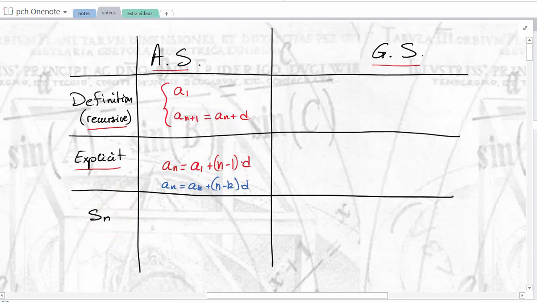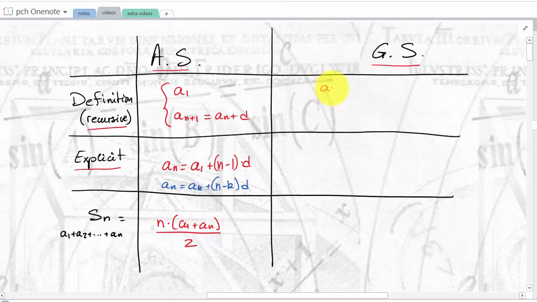Finally, Sn, which by definition stands for a1 plus a2 plus up to an. So what is it for an arithmetic sequence? It is n times a1 plus an over 2.